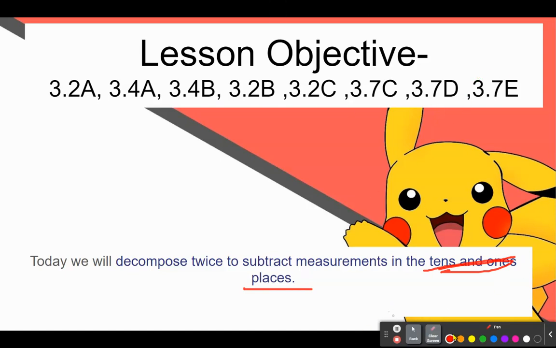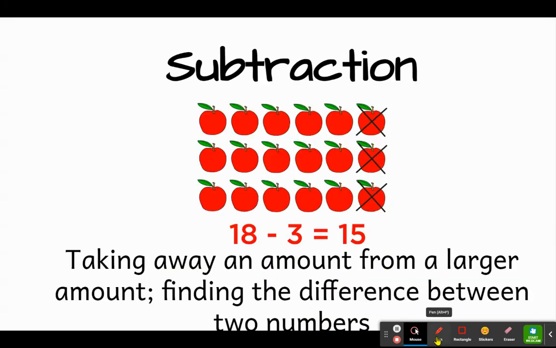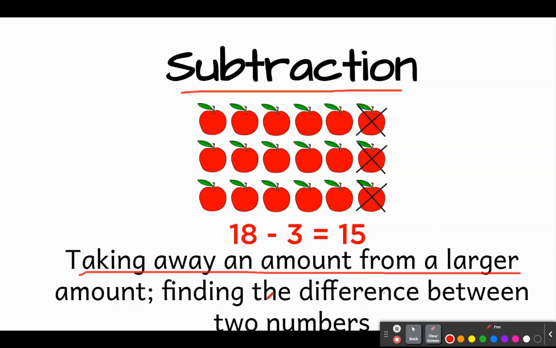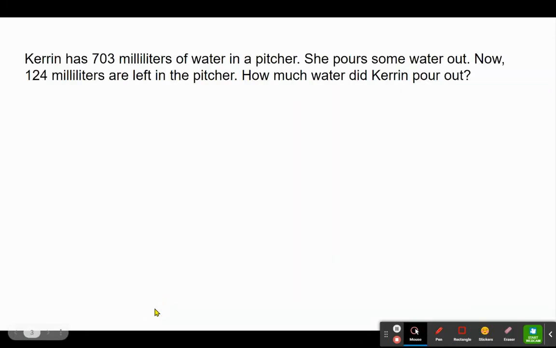All right, let's go ahead and look at some vocabulary before we get into our lesson. So our first vocabulary word is subtraction. So what is subtraction? Subtraction is taking away an amount from a larger amount. It is finding the difference between two numbers. So if I have 18 apples and I take away 3 of those apples, that's going to give me 15. So subtraction is taking away an amount. Okay? All right.